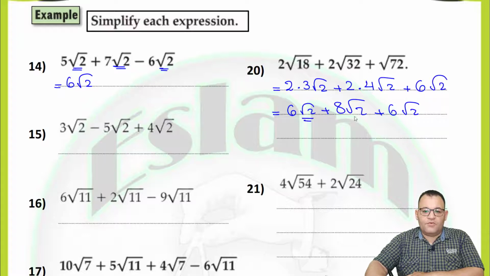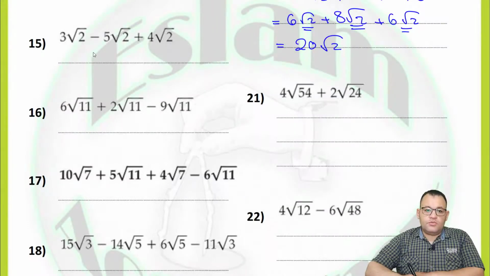All of them now have root 2, so we can simplify it. It will be root 2 without any change. 6 plus 8 equals 14 plus 6 equals 20. So the answer will be 20 root 2. 3 root 2 minus 5 root 2 plus 4 root 2 equals 3 minus 5 equals negative 2 plus 4 equals 2. So the answer now will be 2 root 2.